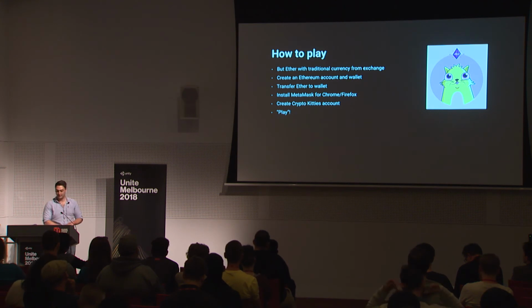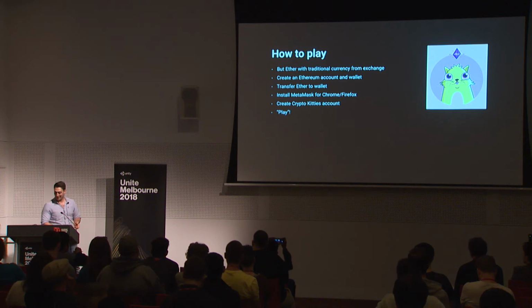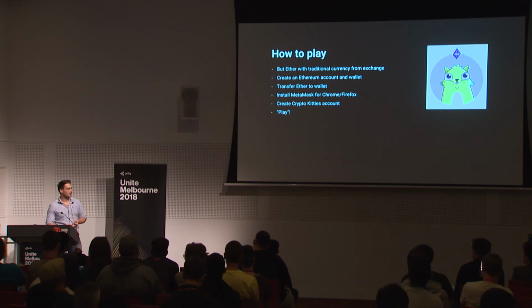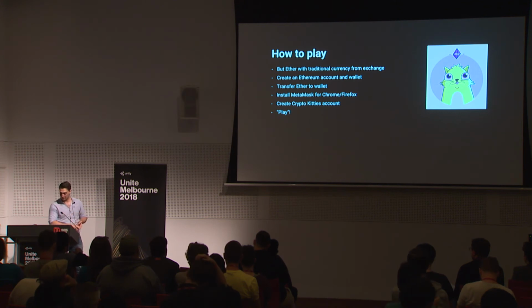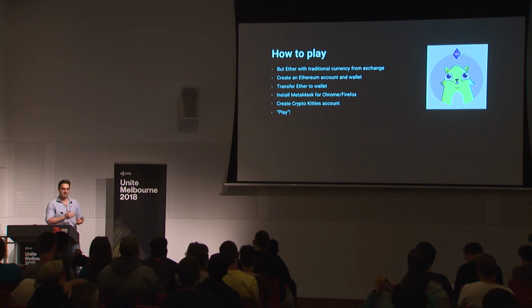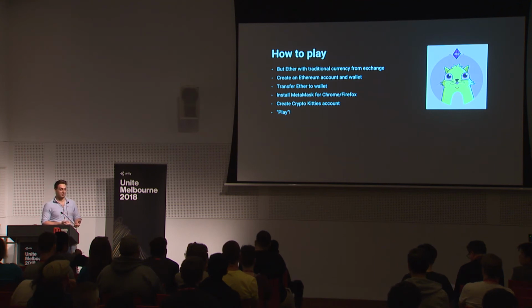But if we look at how to play the game, I say play because there's not that much you can do with it, to be honest. You have to first buy some Ether, which involves going to an exchange, such as Coinbase, setting up an account, and paying with real money to get some virtual Ether. You then have to create an Ethereum account and a digital wallet. For CryptoKitties, MetaMask is one of the digital wallets they recommend, which is an extension to Chrome. So you've got to install an extension to Chrome and sign up with them. You've then got to transfer the Ether to your wallet. You've then got to create a CryptoKitties account as well.